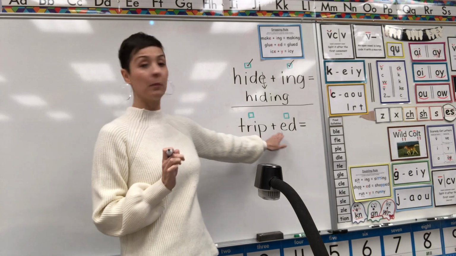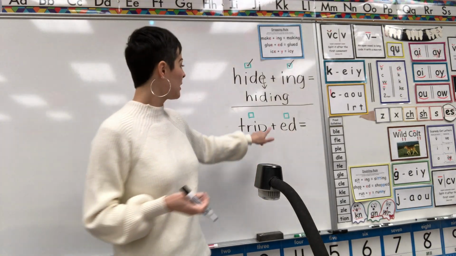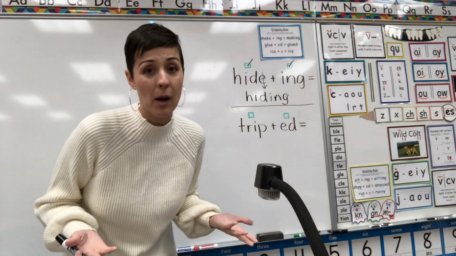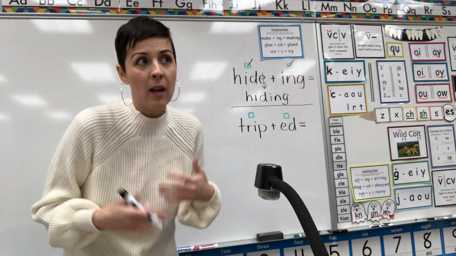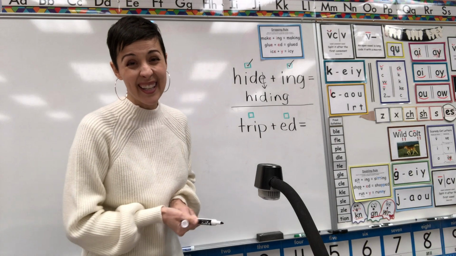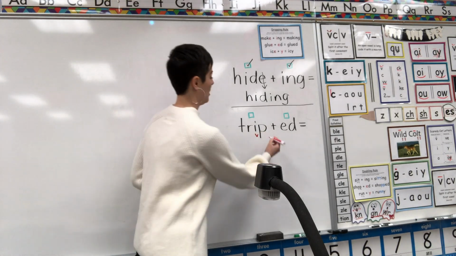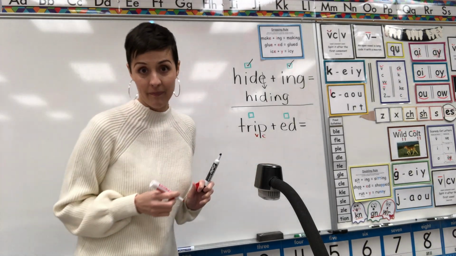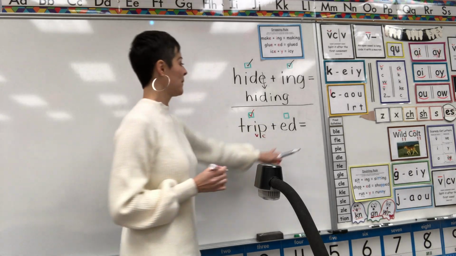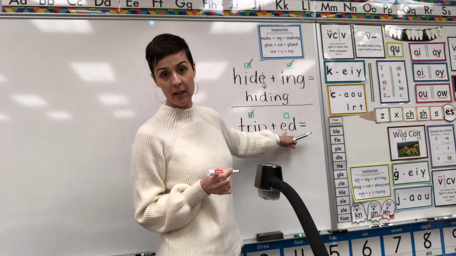Okay, next one. Trip plus ed equals tripped. So first I check. Is there an E at the end of the root word? There's not, so we're probably not looking at the dropping rule. Let's check for the doubling rule. The doubling rule says, does the root word end in a vowel consonant? Is I a vowel? Yes. Is P a consonant? Yes. So I give it a check. Is ed a vowel suffix? It starts with a vowel, so the answer is yes.